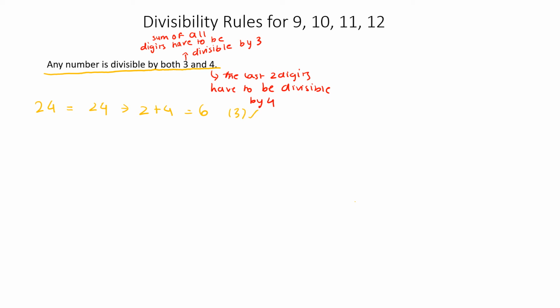Now let's try for 4. The last two digits have to be divisible by 4. Now in this case, we can simply just do 24 divided by 4, because these are the only two digits. 24 divided by 4 gives us 6 with no remainder. So that's another check. And now that we've met both of our conditions, we can say that 24 is divisible by 12. But to double check that, let us divide. 24 divided by 12 gives us 2 with no remainder.